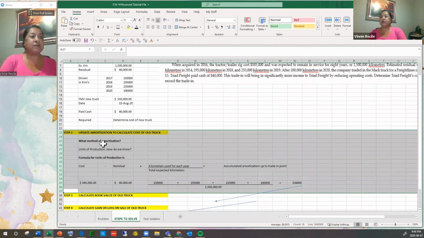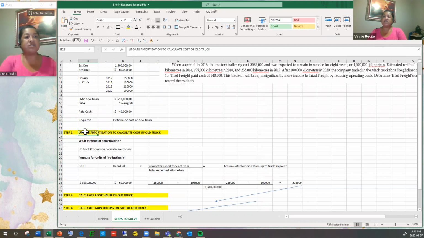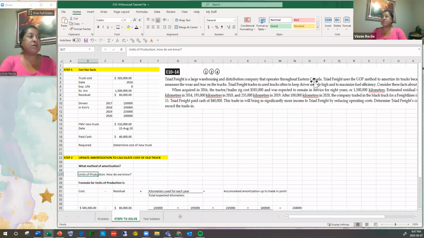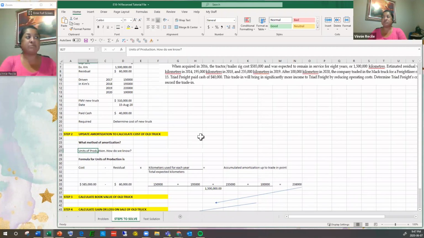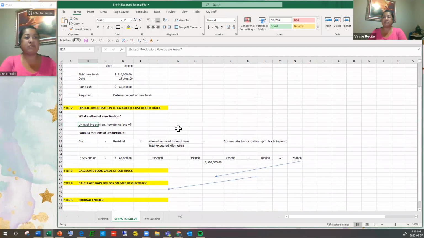So I'm just going to unhide this information here for us. The second step involved is to update the amortization to calculate the cost of the old truck. So what method of amortization are we using? We're using units of production. And how do we know that? They tell you right in the problem. So there's no need to look further than the problem itself.